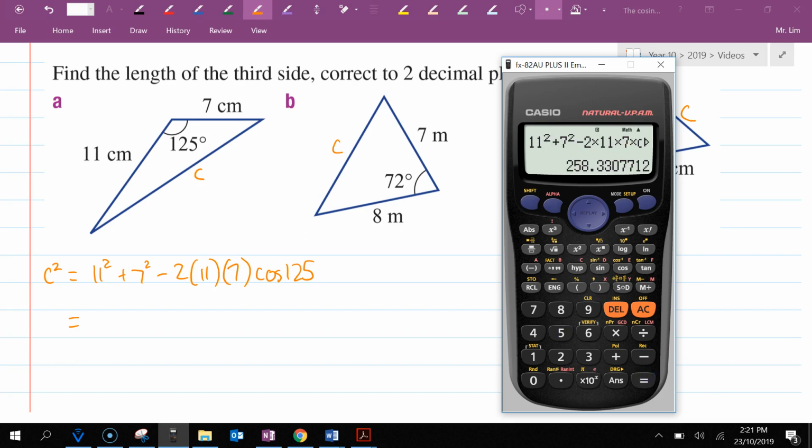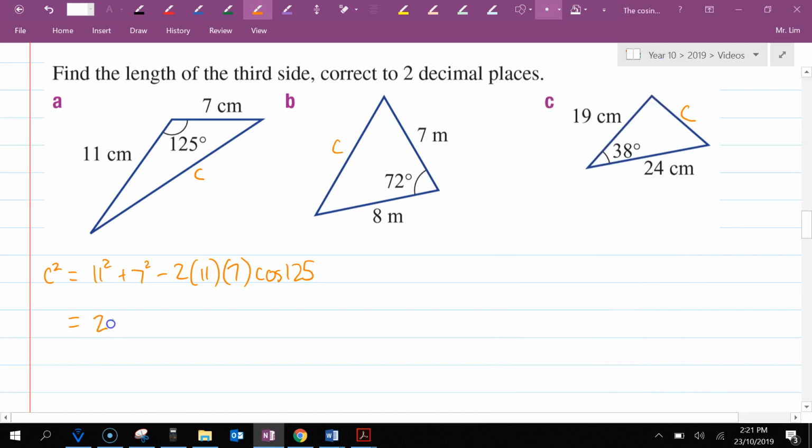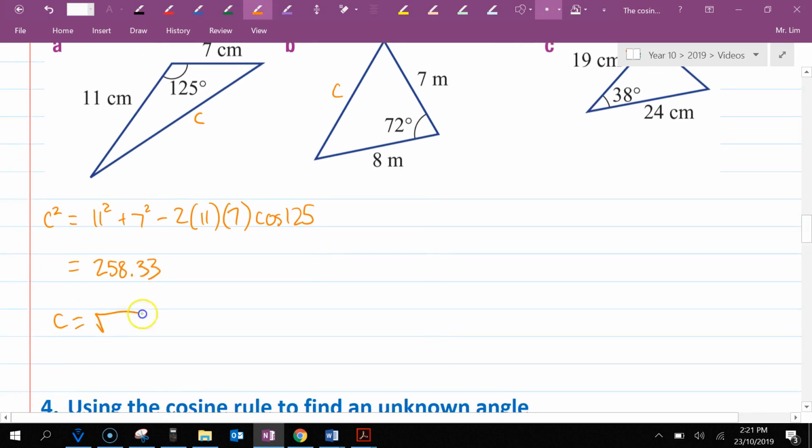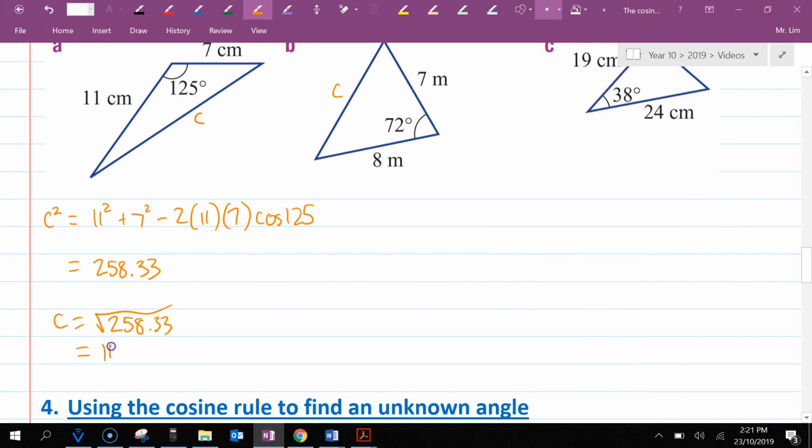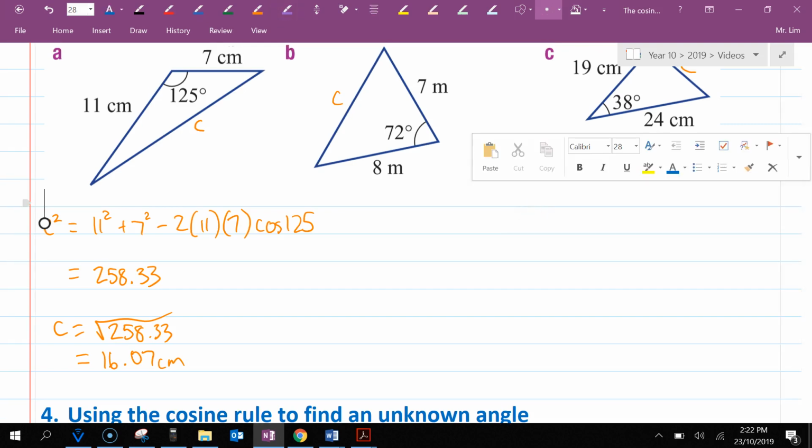Which is 258.33. But to get c, we need to square root that. $16.07. Okay, question B. I'm just going to pause here and then you can see the answers soon.